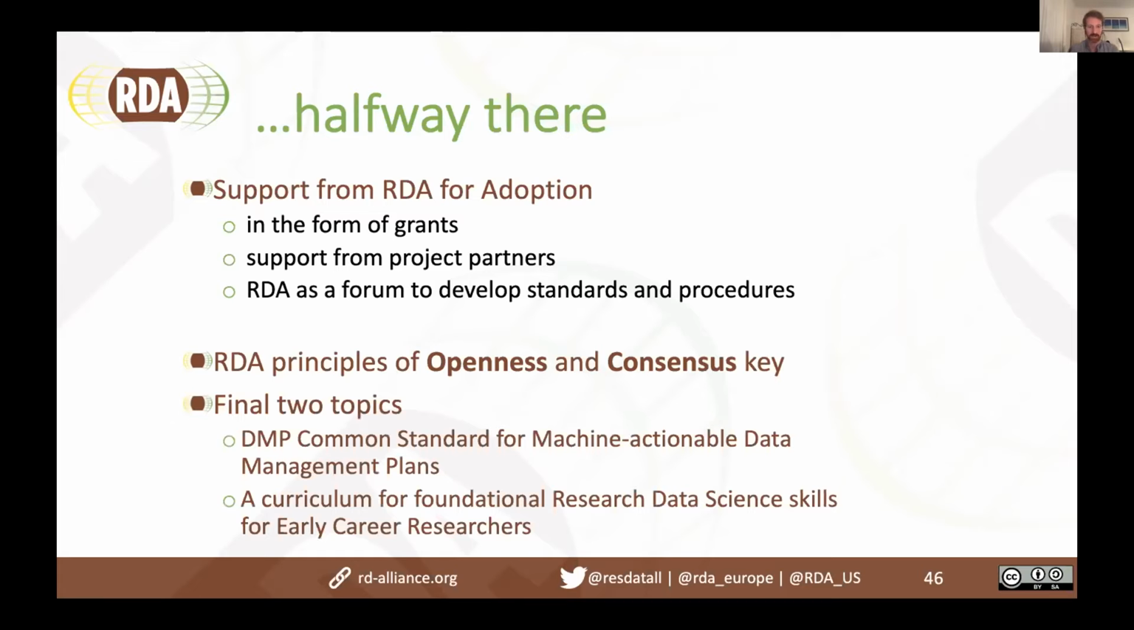So the final 2 topics we're covering both benefit in a similar fashion from input from the RDA community and from the RDA as a forum for developing procedures and encouraging better data practices. The final 2 topics we will look at are the adoptions of the DMP Common Standard for Machine Actionable Data Management Plans, and the recommendation for the framework for the curriculum for foundational research data science skills for early career researchers.